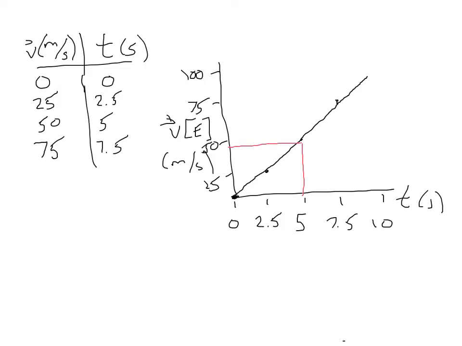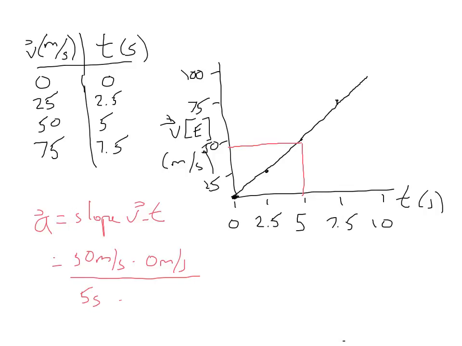I want to create an acceleration time graph. To do so, I need to find the slope of a velocity time graph. So my acceleration is going to equal the slope of a velocity time graph. In this case, that's going to equal rise over run, so 50 meters per second minus 0 meters per second divided by 5 seconds minus 0 seconds, and I get an acceleration here of 10 meters per second squared.